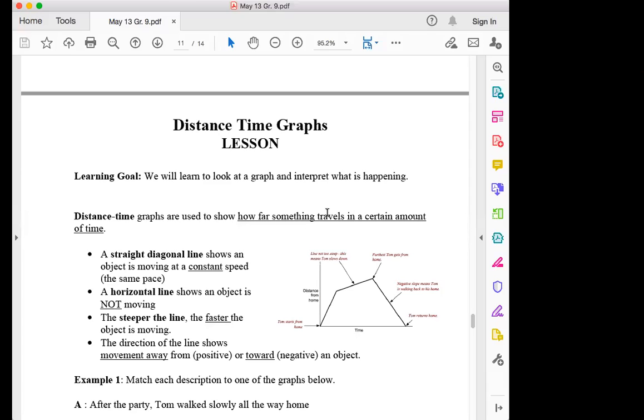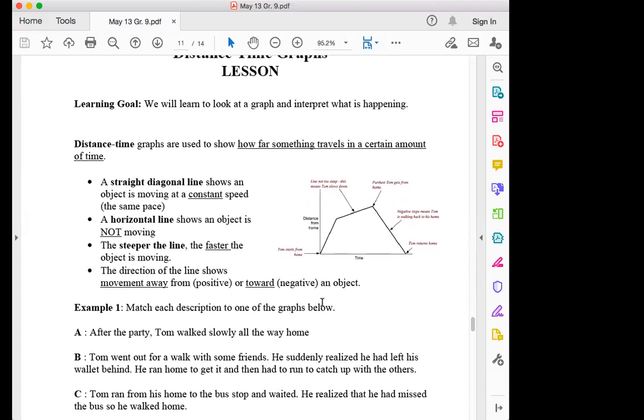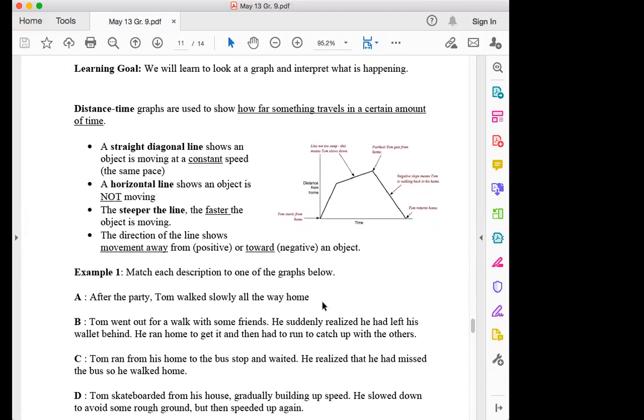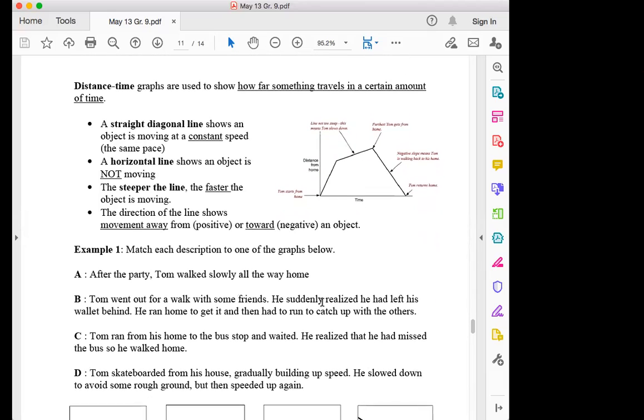All right, so finally we're on the last lesson of the day. We're going to look at distance and time graphs. Distance time graphs are used to show how far something traveled in a certain amount of time.